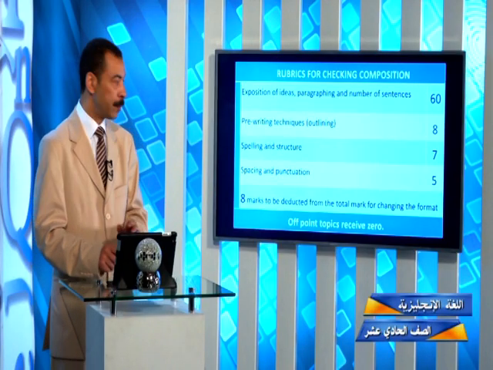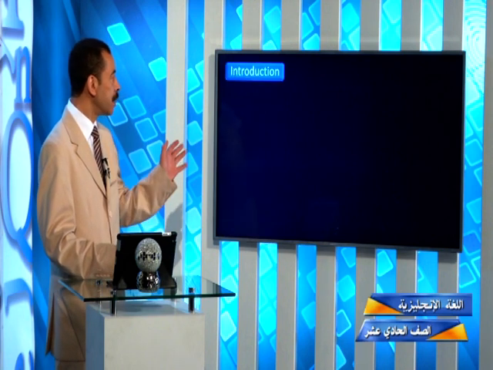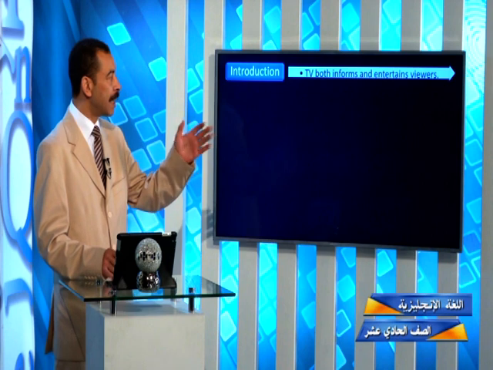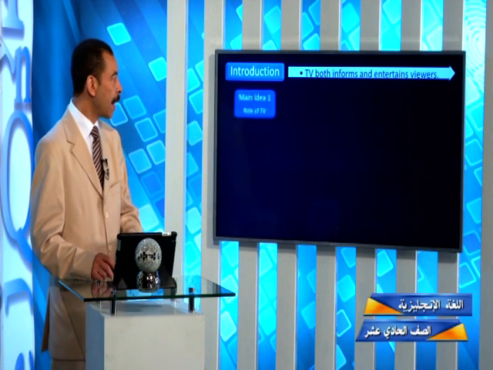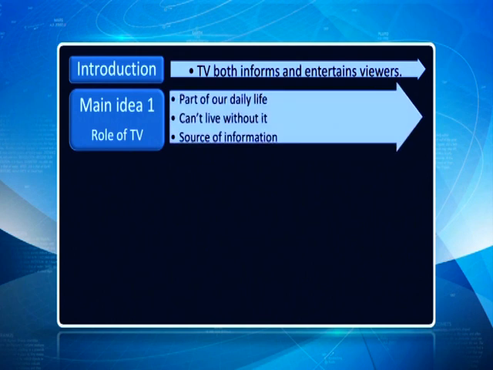I hope you won't. So your outline should be: we have first the introduction, which you can take from the question itself. In this introduction, you can say that TV both informs and entertains viewers. And we have the main idea, that is paragraph 1, role of TV, and you have part of our daily life, can't live without it, and source of information. All these in the first paragraph.